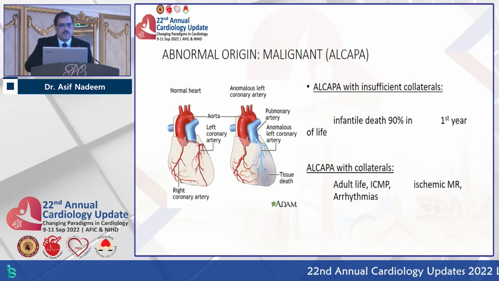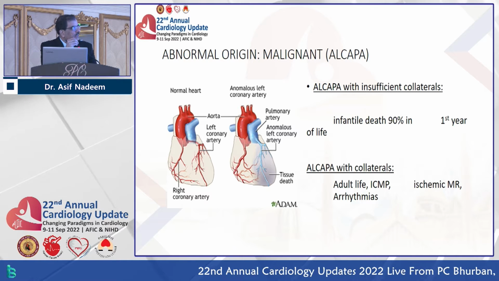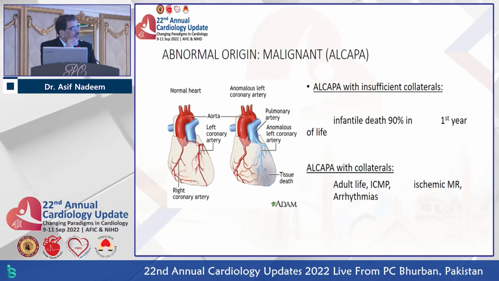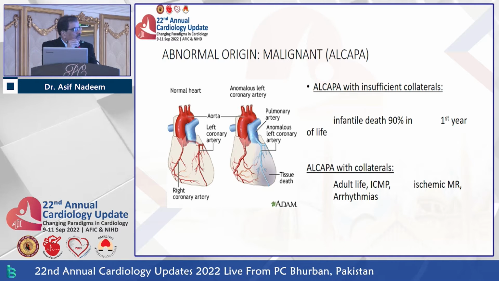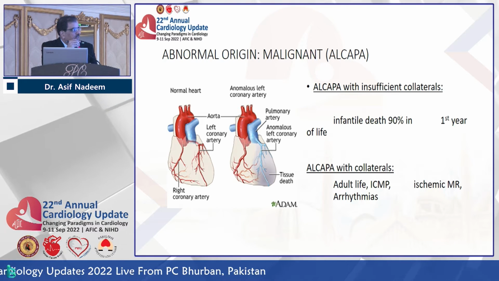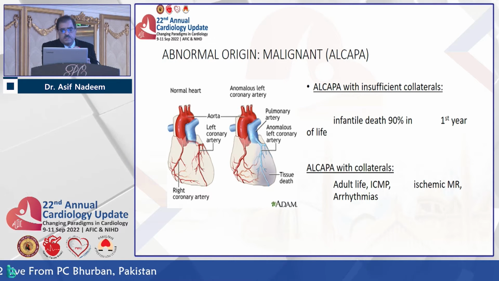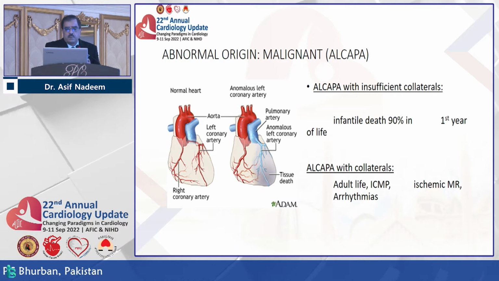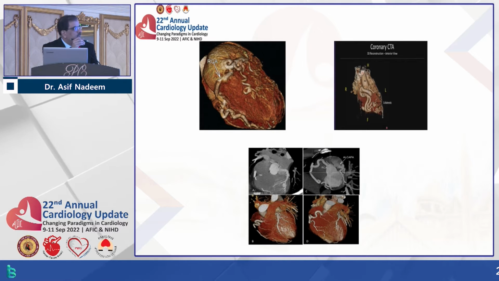So we are back on track. We were discussing ALCAPA, origin of the left coronary artery from the pulmonary artery, and we said that infantile death occurs in 90% of these cases if there is no collateral circulation. But if there is collateral circulation, they can survive into adult life, but they have ischemic cardiomyopathy, ischemic MR, and arrhythmias. So this is the role of imaging in diagnosing ALCAPA.